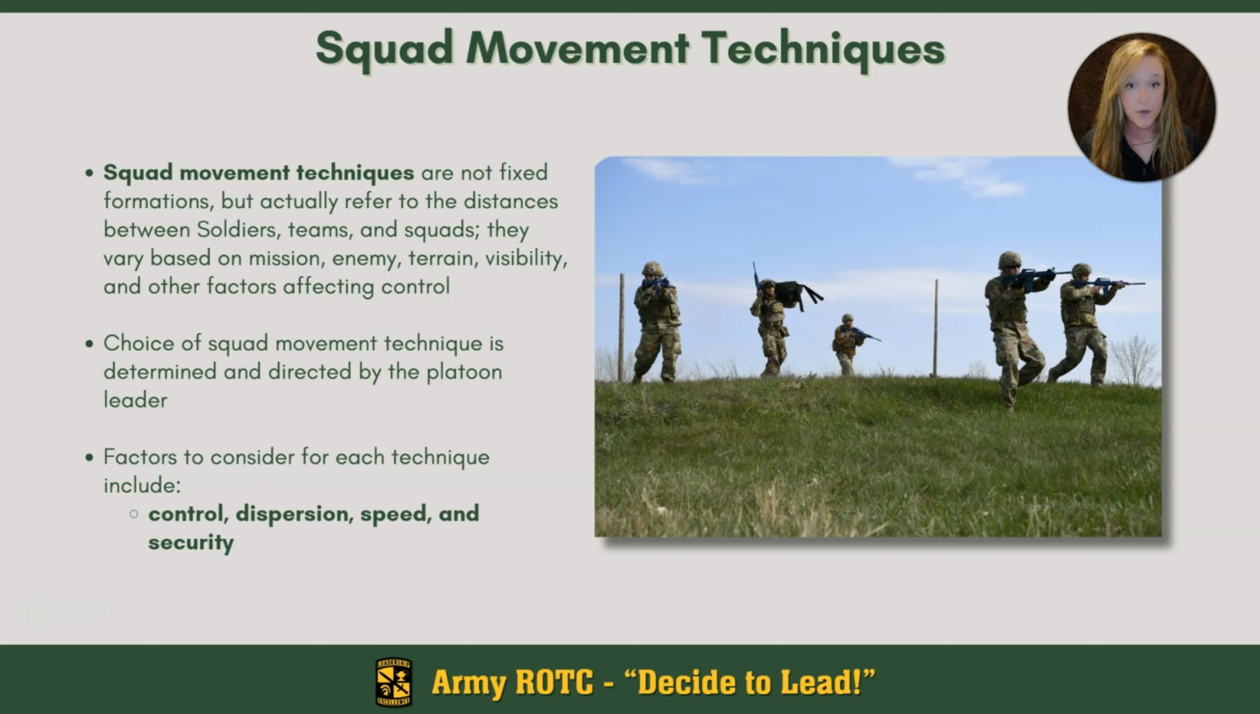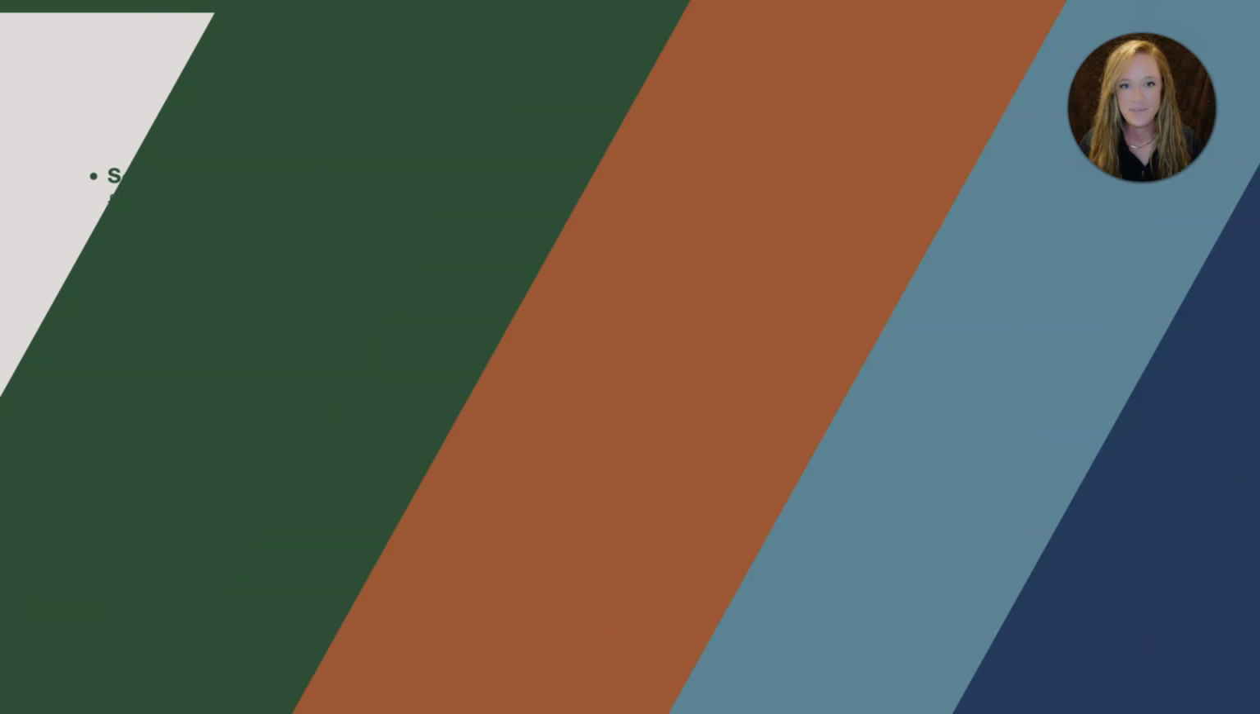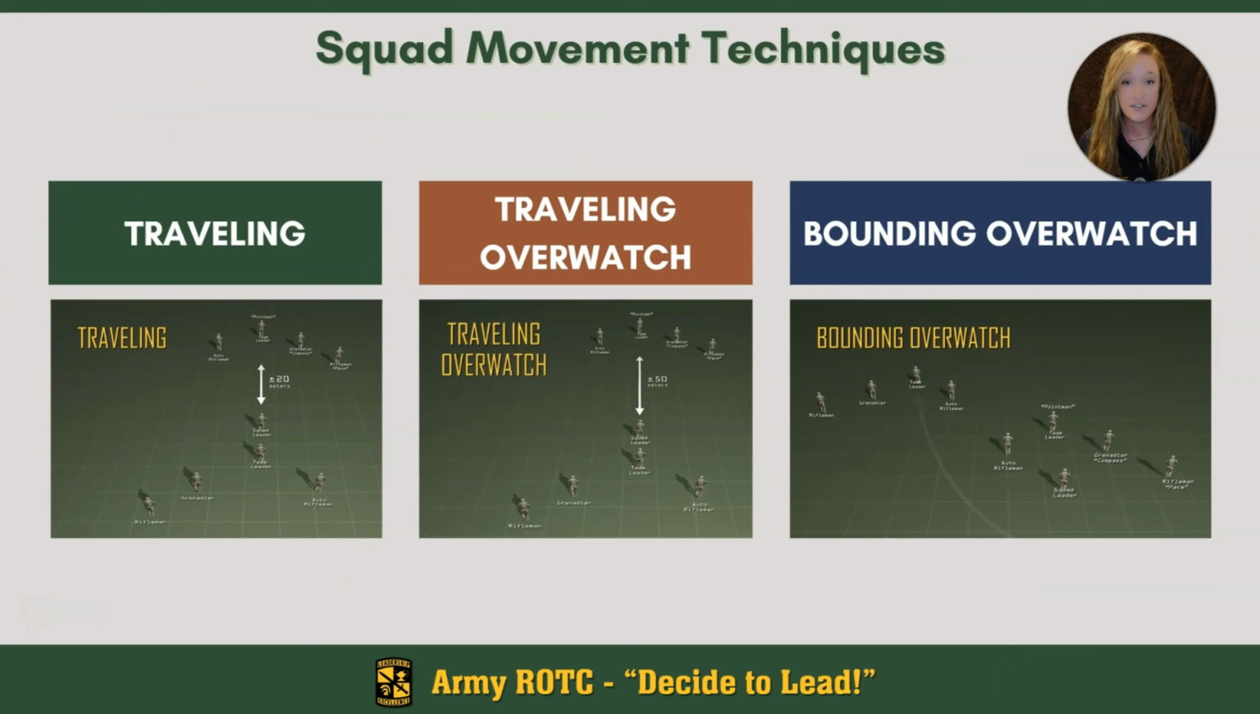Now, the choice on these is going to depend on some factors the platoon leader has to take into account. And those include your control, your dispersion, your speed, and the level of security that you need while you're moving through a certain space. So let's talk about what these actually are. The three types of squad movement techniques are traveling, traveling overwatch, and bounding overwatch.